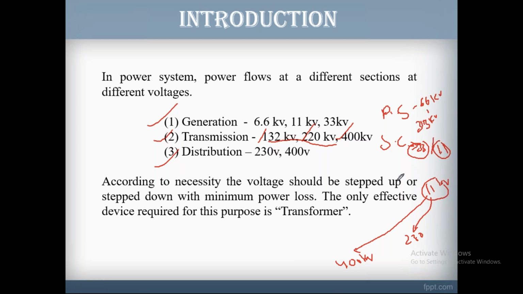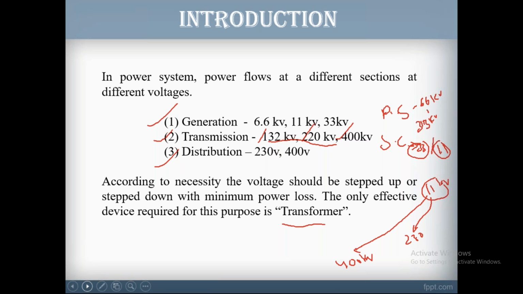Now, according to the necessity of voltage, that is how much voltage you require, based on that we have to increase or decrease it by using step-up and step-down transformers. The only effective device required for this purpose is the transformer. So this is the definition of a transformer: the only device capable of increasing or decreasing the voltage is called a transformer.